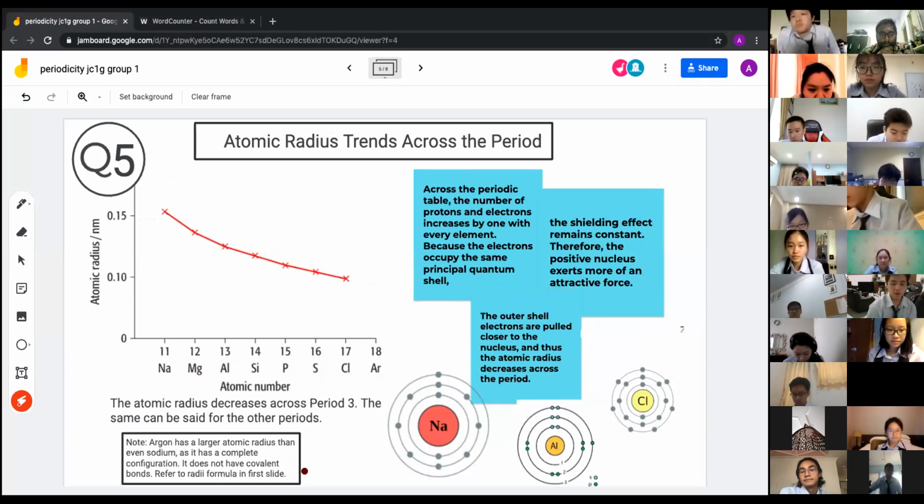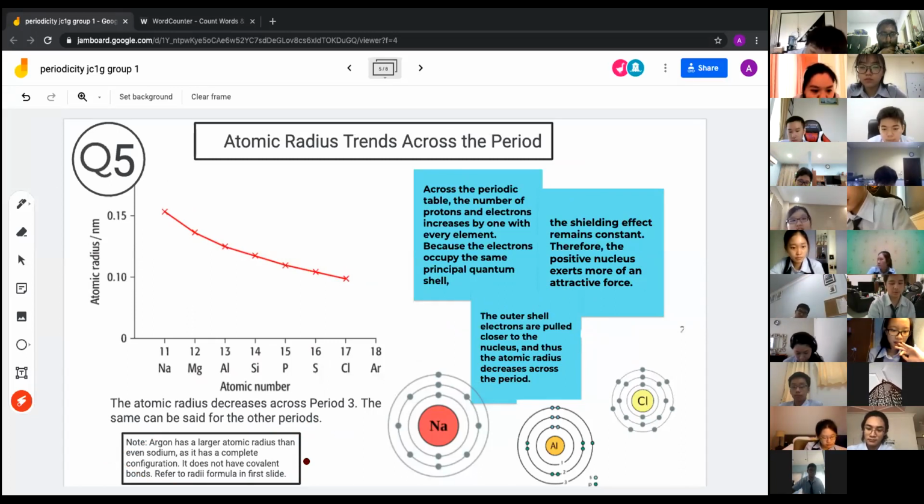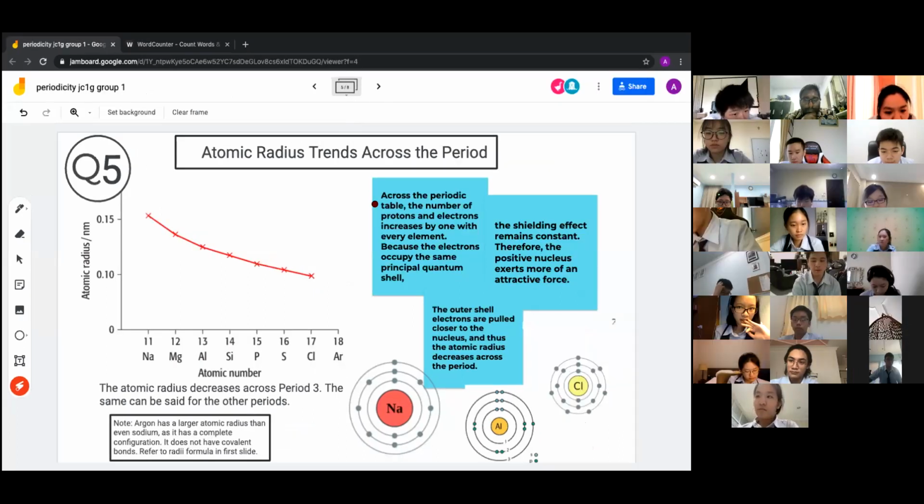Additionally, although the graph does not show it, argon actually has a bigger atomic radius than sodium. This is because argon has a full electronic configuration, which means it does not have a covalent bond, which makes the atomic radius of argon even bigger than sodium.